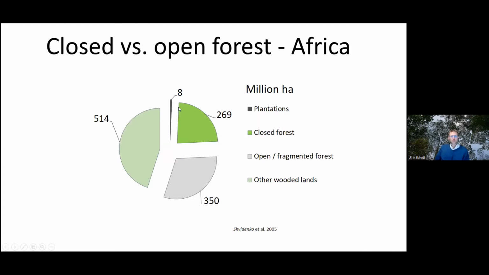And we have closed forests, which actually might not be as closed, because the definition of closed forest in FAO is 40% tree cover. So much of what is termed closed forest is actually rather open forest as well. And the majority of the forest or tree covered land is more open, fragmented, or other wooded lands. And then on top of this is probably agricultural land that is not at all included in these definitions.